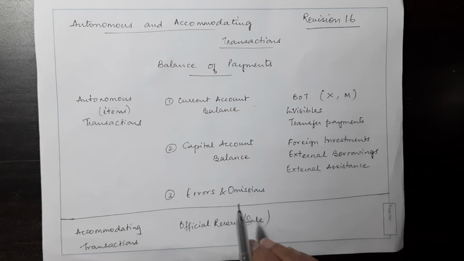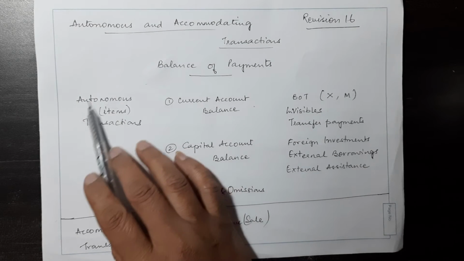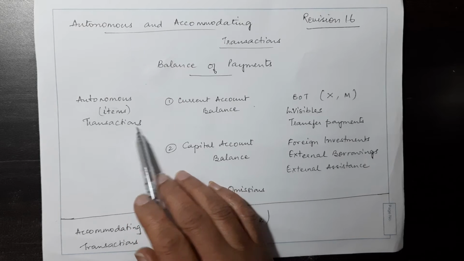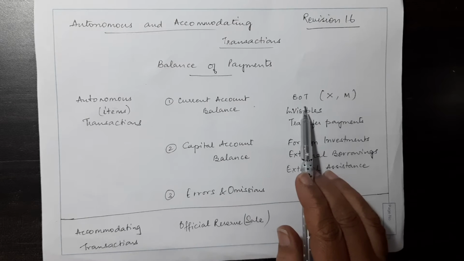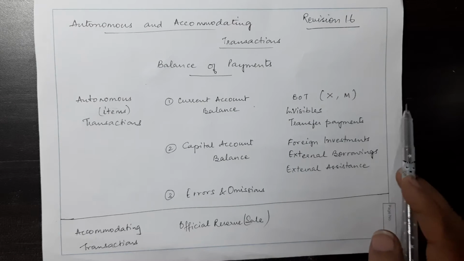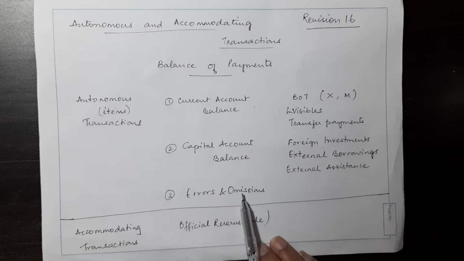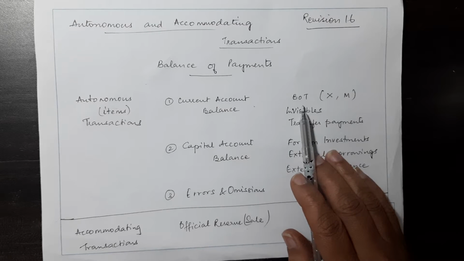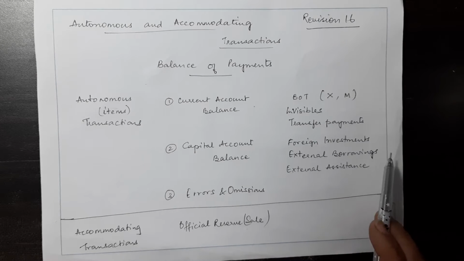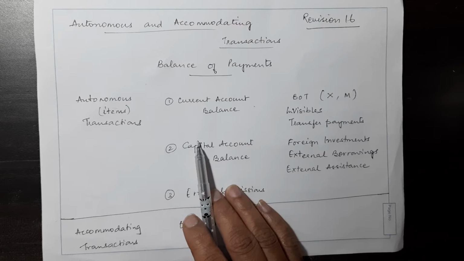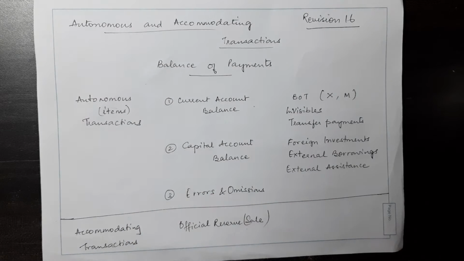So the questions that are asked are, what are the above the line items? The autonomous transactions or autonomous items are the above the line items. Sometimes it is also asked as balance of trade, exports and imports. So where do you include them in the balance of payments? They have to be included under the autonomous transactions. Sometimes even foreign investments are asked. Where will you include these? These are the capital account balances which will be written under the autonomous transactions.